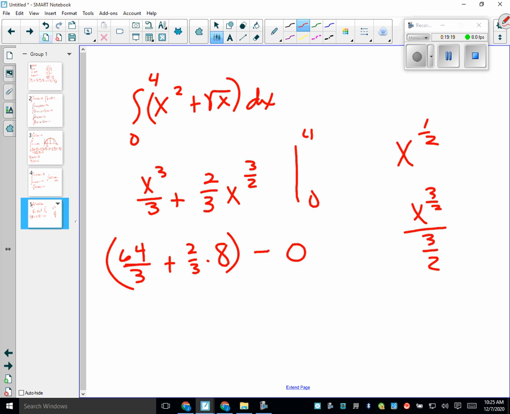3/2. That's the square root of 4 cubed. The bottom's the root, the top is the power. Okay. That's smart to know. I'd like to know that. That's how 4 squared is. So, isn't this one 0?